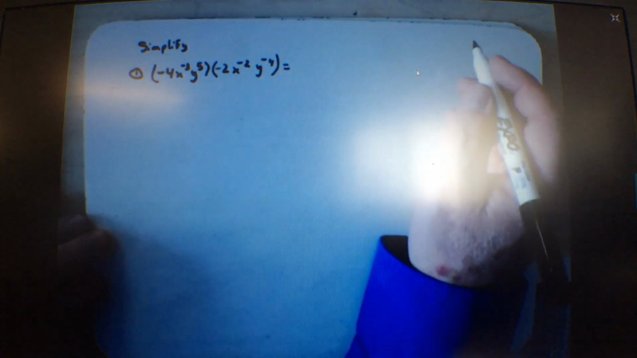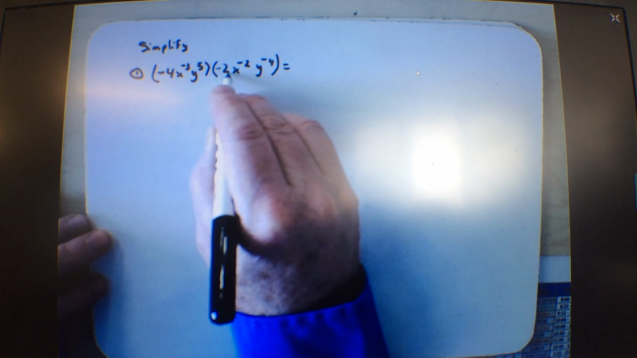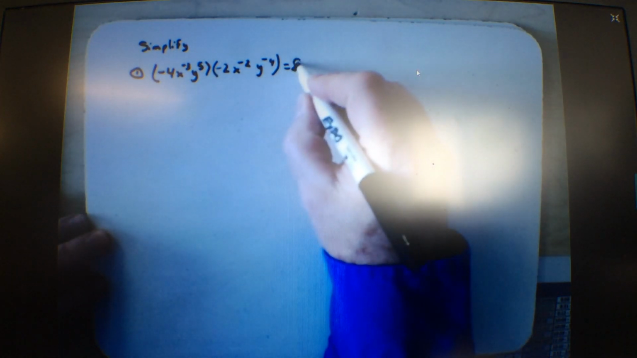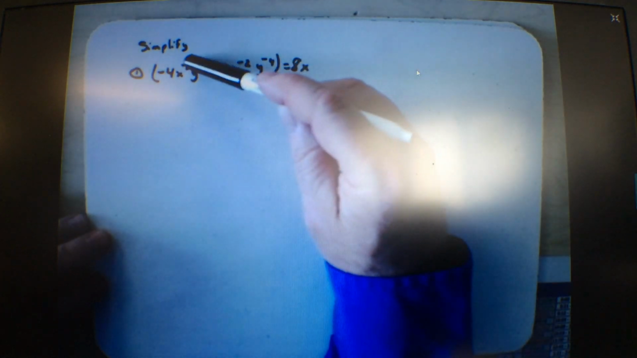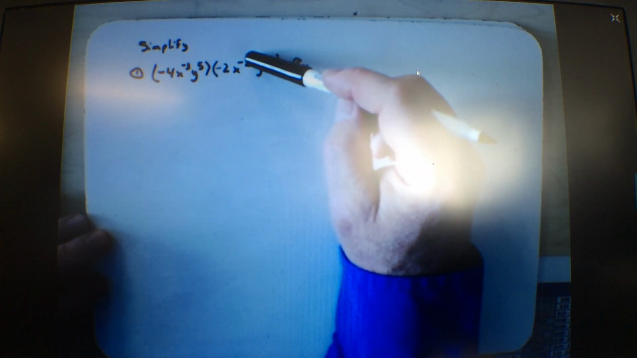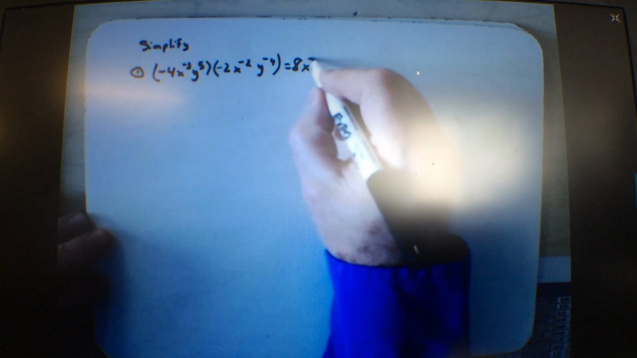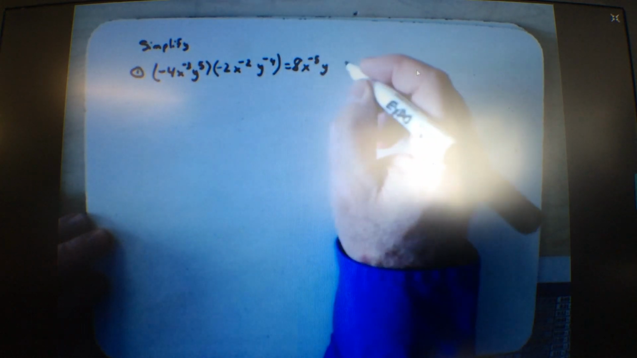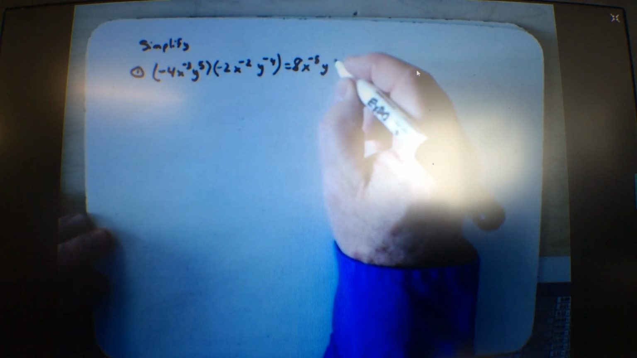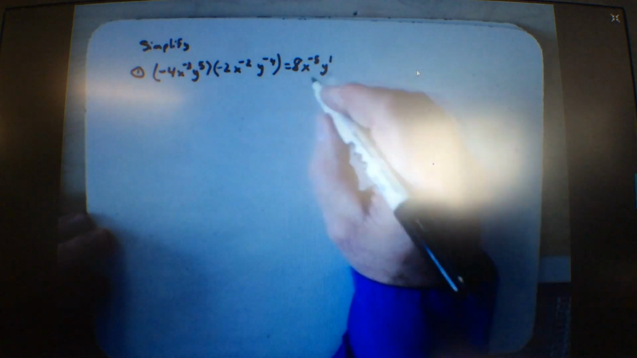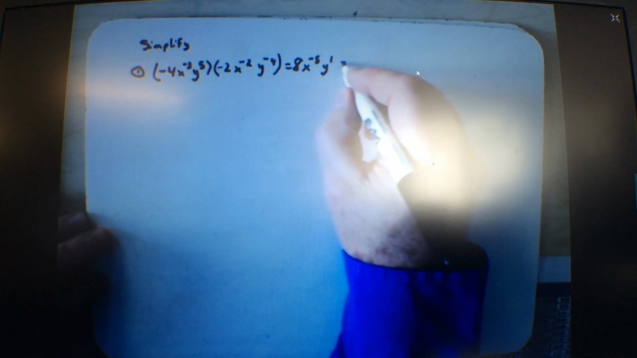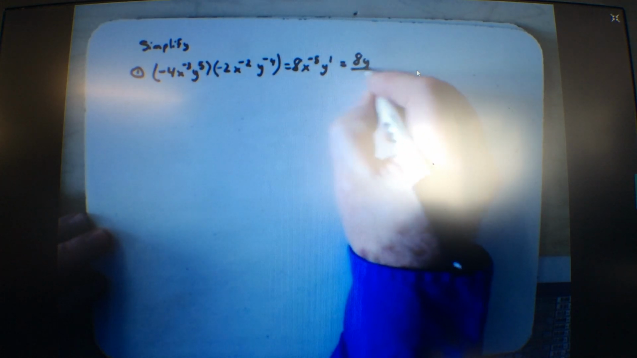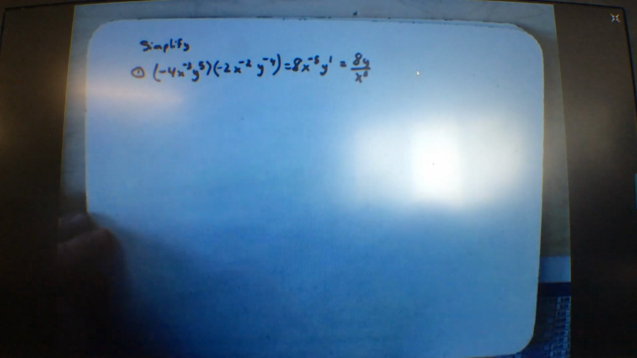If we look at this, we multiply the negative 4 times the negative 2, and we get a positive 8, correct? And then we add exponents when we're multiplying. So a negative 3 plus a negative 2 is what? Negative 5. And then y to the what power? 1. Okay, and if you leave it like that, I will check it wrong. It should be written like this: 8y over x to the 5th power.